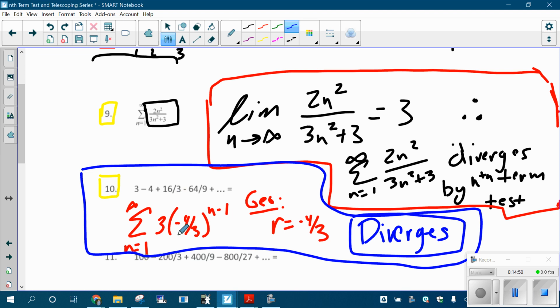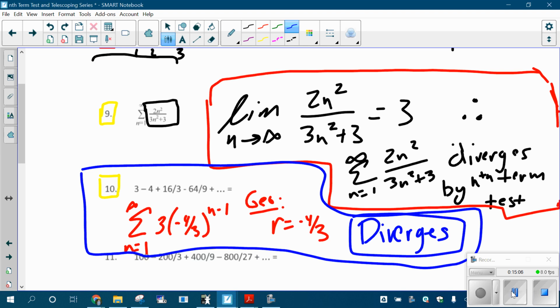For 10, there's 2 ways to do this. I just recognized that it was geometric and that the r wasn't between -1 and 1. So I know that geometric series with the r not between -1 and 1 diverge. Alternatively, you could use the nth term test idea here. But I think the better way to do this is to recognize this is geometric.